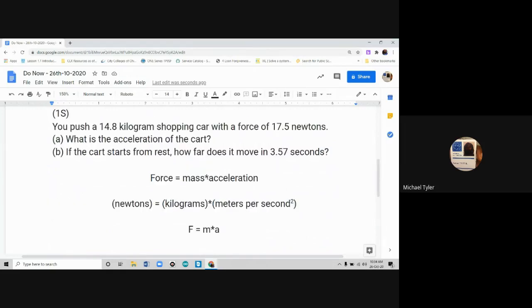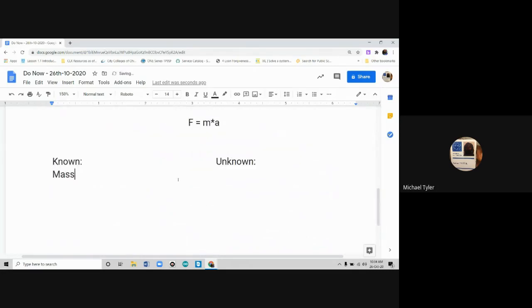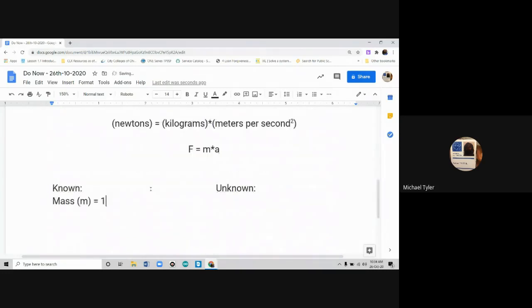It says you push a 14.8 kilogram, right? Hint, hint, kilogram is what? We said mass. That's why you need these notes. So we're going to say mass, which is the little m in the equation above, is equal to, what do we say, 14.8 kilograms. Okay. What's next?